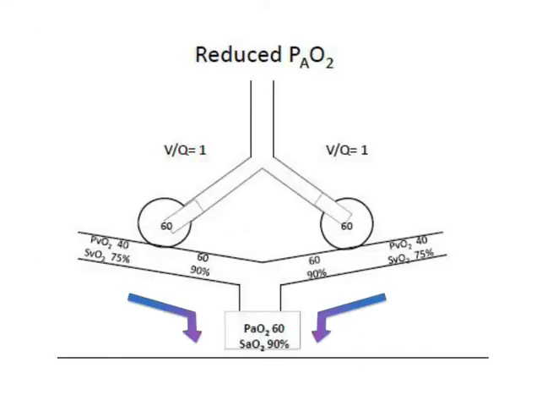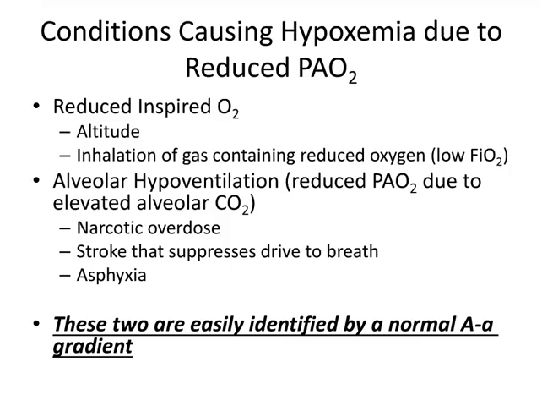The case of reduced PAO2 is easier to understand. Here you have two units with perfect VQ relationships. However, if the inhaled gas is low in oxygen, the PAO2 will be low. It follows that less oxygen can diffuse into the capillaries. This can result in hypoxemia. So I mentioned earlier that altitude can lead to this situation.